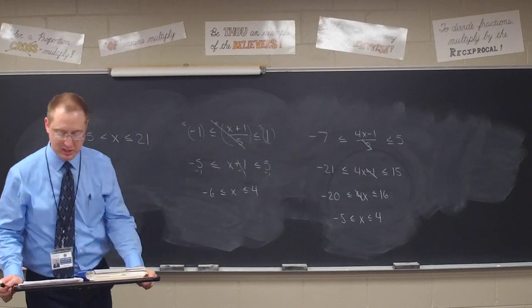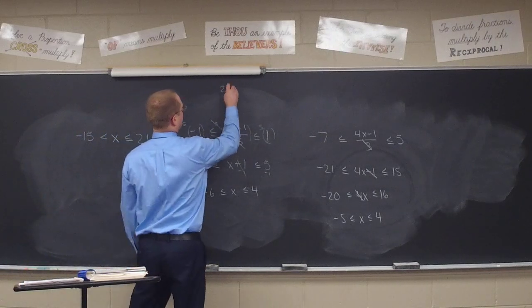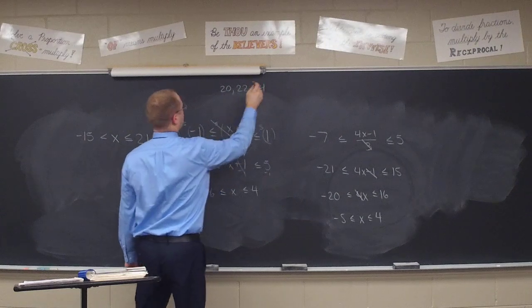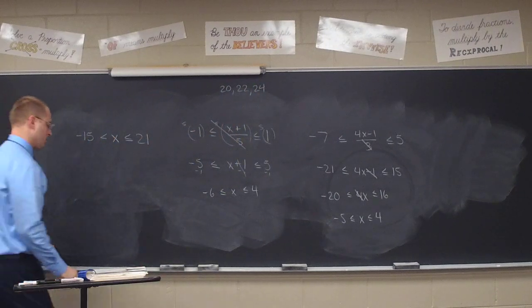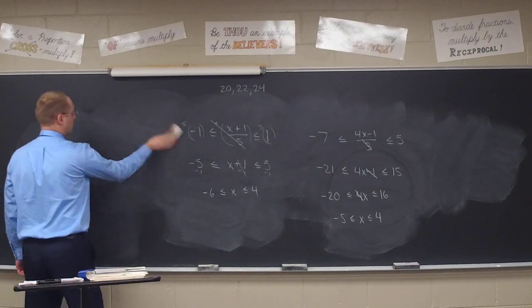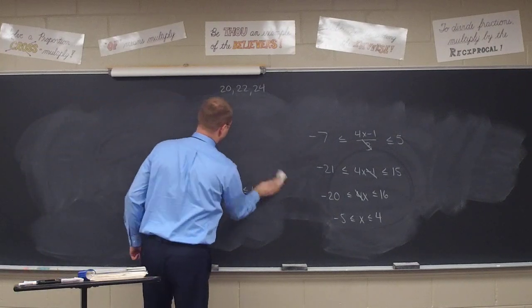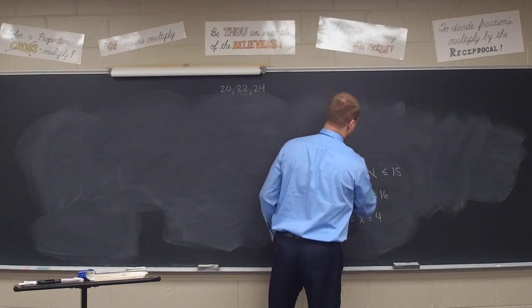Let me have you do numbers 20, 22, and 24 at your seats. 20, 22, 24. We're not going to take the time to actually graph them. I think we've got a good understanding, so we'll be lazy. I think you could do it just fine if you needed to on the exam.